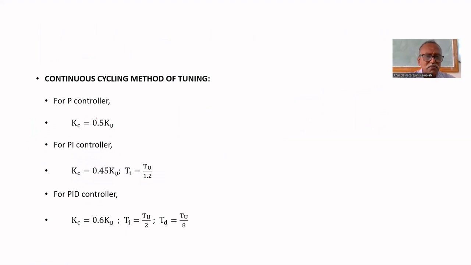For the continuous cycling method, we will find the ultimate gain. For P controller, Kc is 50 percent, because gain margin is 2, that is assumed in the Ziegler-Nichols method, 0.5 times Ku. For PI controller, 0.45 times. For PID controller, 0.6 times. Why here is it reduced from 0.5? Why here is it increased? That and all we will see in theory. Ti equal to Tu by 1.2, ultimate period divided by 1.2, for PI controller. For PID controller, Ti is Tu upon 2 and Td is Tu upon 8. So these are the thumb rules suggested by Ziegler-Nichols.